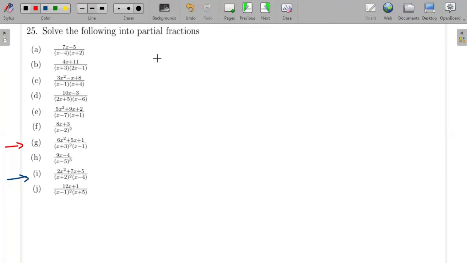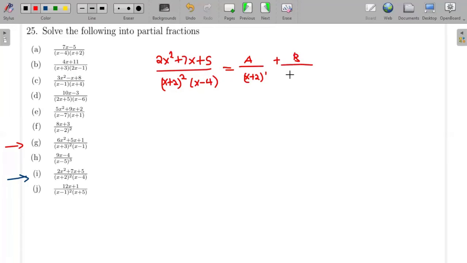So part I, it's 2x squared plus 7x plus 5. This is being divided by (x plus 2) squared and then (x minus 4). So this will be equal to, for this one which is repeating, A over (x plus 2) to the power 1 plus B over (x plus 2) to the power 2, okay? And then plus C divided by (x minus 4). So this is what we have.